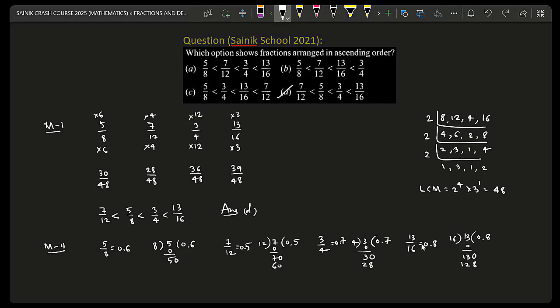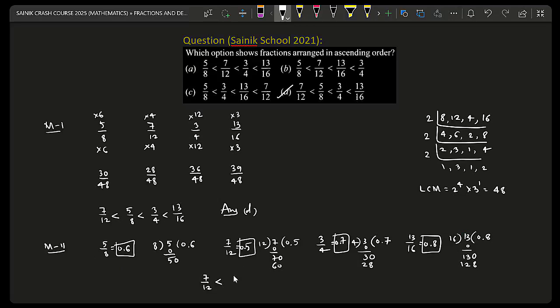Any clash we got between the decimals? No. 0.6, 0.5, 0.7, 0.8. That means with the first decimal only we are able to arrange in ascending order, right? Yes, sir. So the least decimal in this is 0.5. So it came from which fraction? 7 by 12.